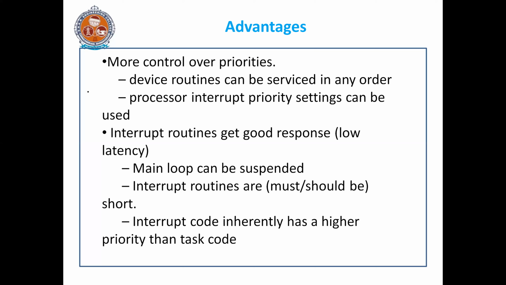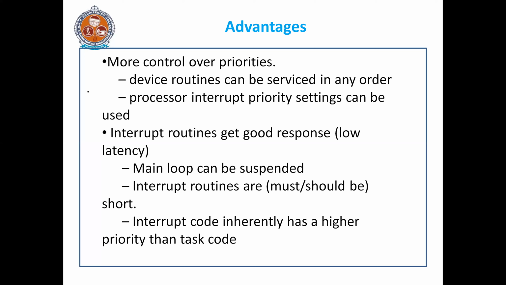Also, the interrupt routines get good response. Whenever you are using interrupt routines, suppose a task code is currently executing and an interrupt occurs, it will suspend that task code and the service will be given to the interrupt routine. So we have good response, and by getting good response we can say that the latency is low. The main loop can be suspended and you can directly go to the interrupt routine.